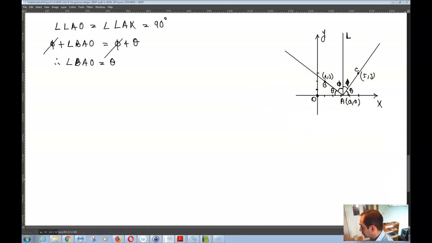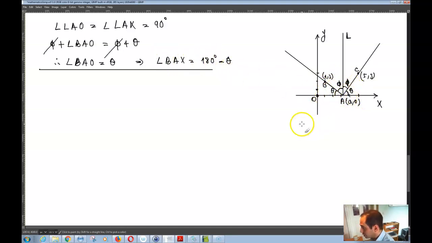So that is that. Now if this angle BAO is equal to theta, then angle BAX, which is the supplement of that angle, is equal to 180 degrees minus theta, because the sum of these two angles is 180 degrees.